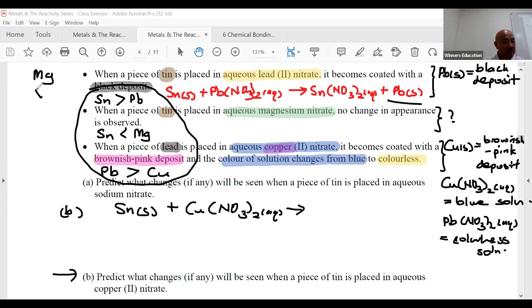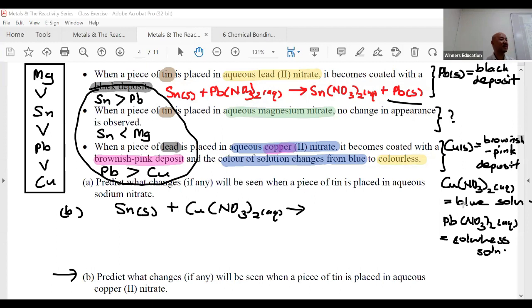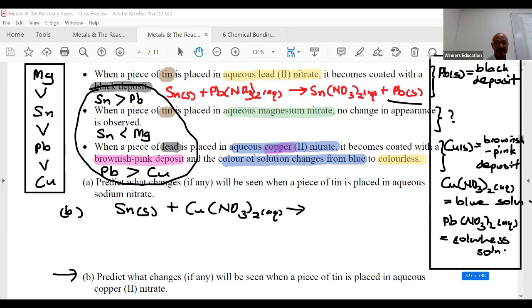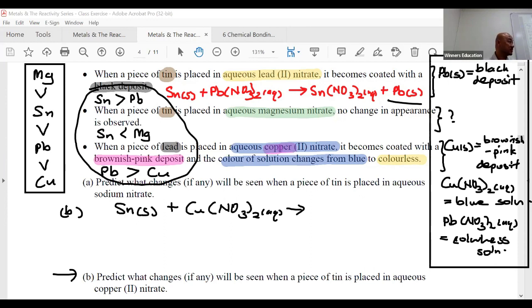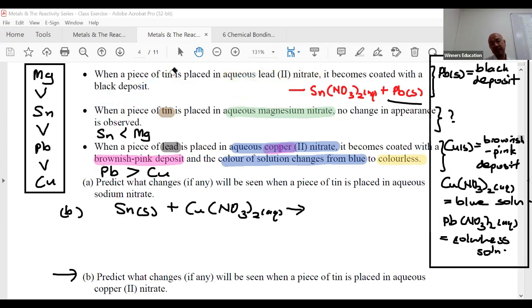We already know that what? Magnesium is more reactive than tin. Tin is more reactive than lead. Lead is more reactive than copper. This is what they have told us, 3 bullet points. Okay? Plus this side. Can you see what I'm doing? That's all. Okay? So technically, I can also kind of remove all this, right? I don't need this anymore. I have what I want.